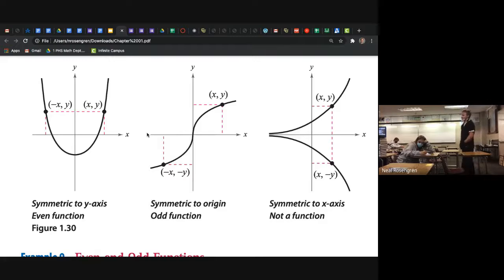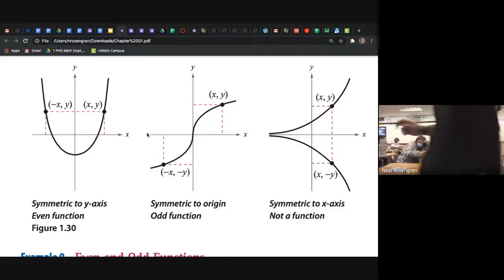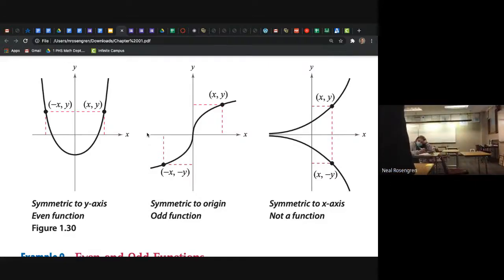Or you look at the last one, well, it's symmetric to the x-axis. Well, that's not a function, so I'm not worried about it. I don't have to worry. Like, don't even bother telling me that it's symmetric about the x-axis because it's not a function, and I don't care about things that aren't functions yet.